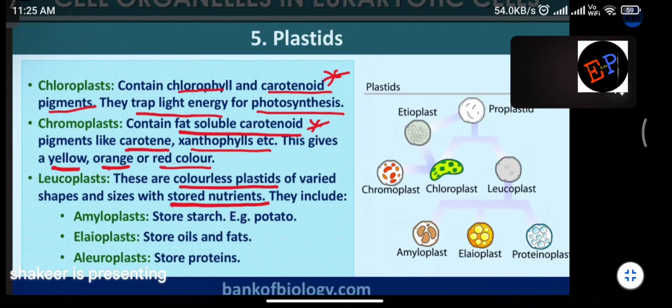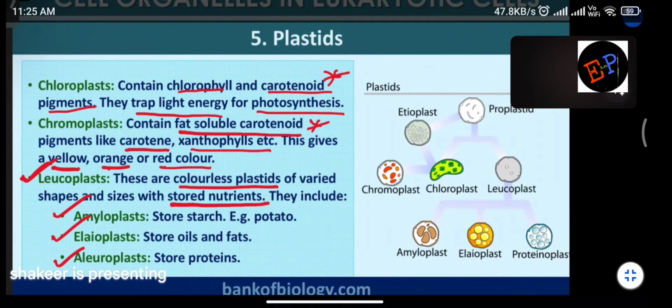For storing proteins and energy, which one is responsible? This leucoplast, they are responsible for storing proteins and energy. Are you able to understand? That's it. So which include leucoplast? Leucoplasts include amyloplast, elioplast, and aleuroplast. So these are again the three types of plastids which can be differentiated among leucoplast.